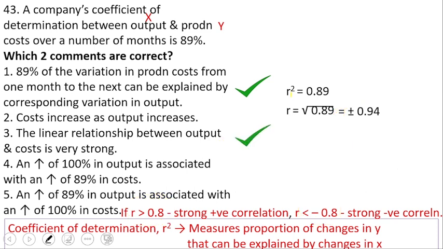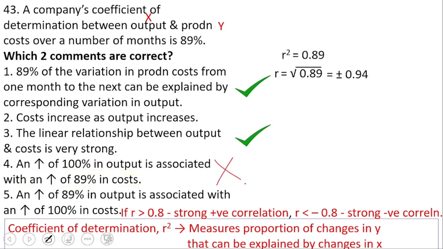Now comment 4, an increase of 100% in output is associated with an increase of 89% in cost. No, that is not correct. It is not the relationship between x and y that is explained by coefficient of determination.